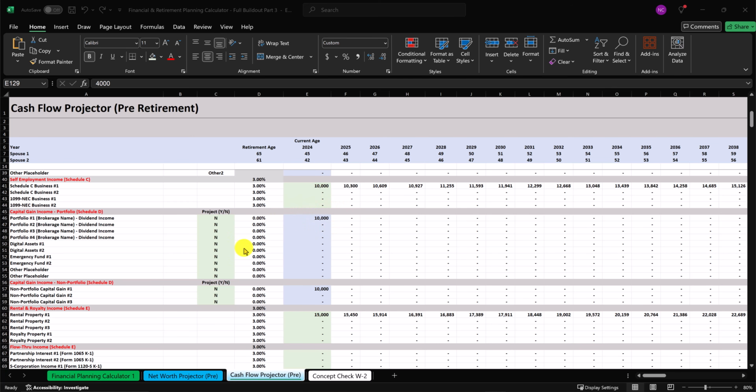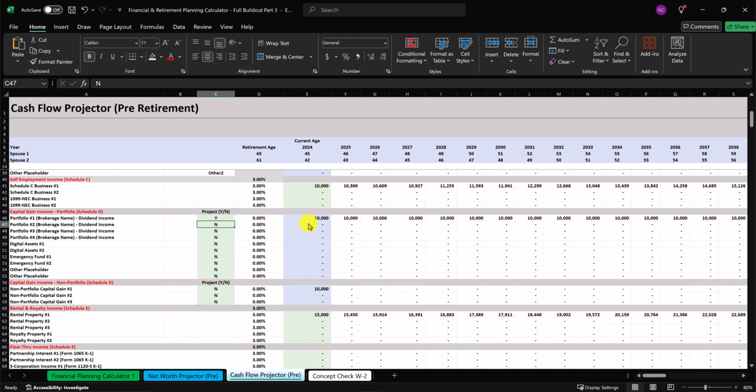So in a situation like that, what we have over here is a new toggle, and I can just go into this cell right here and toggle this to yes. And if I choose to toggle this to yes, and this can be done by portfolio as you can see here, it will project out this amount of capital gain into the future. We also have the growth toggle right here.